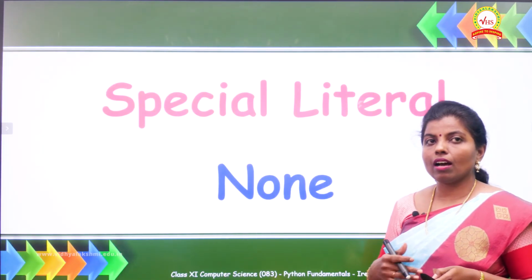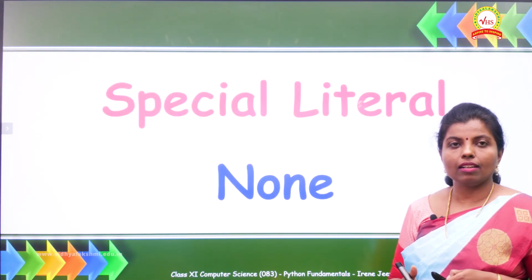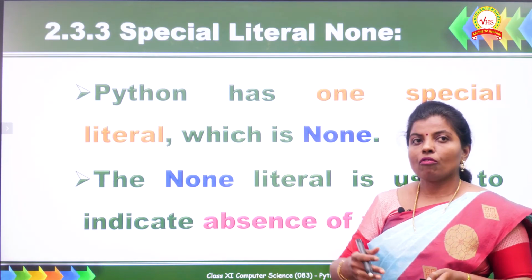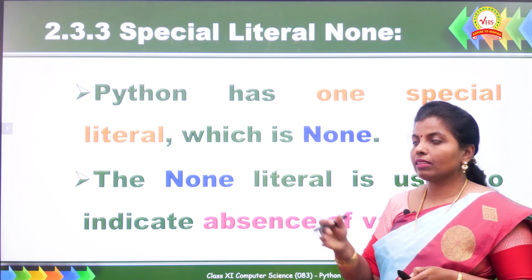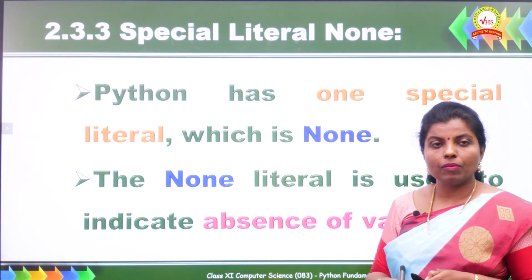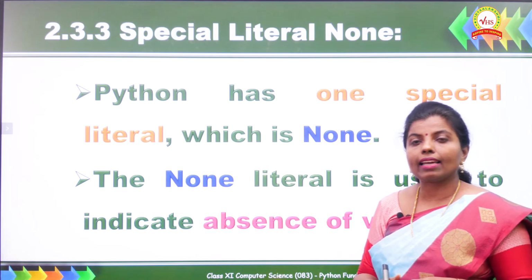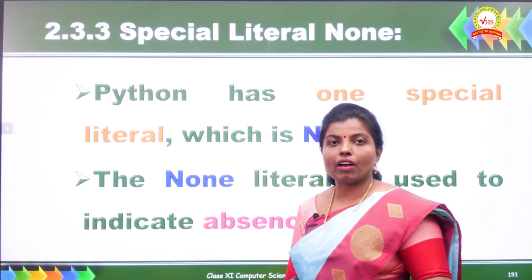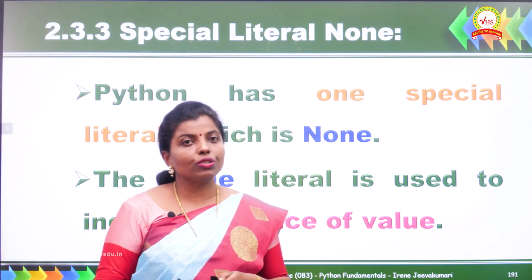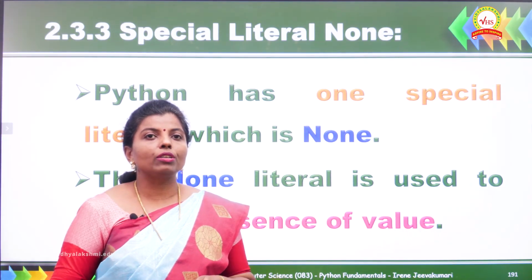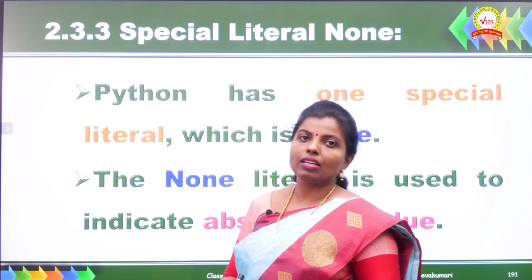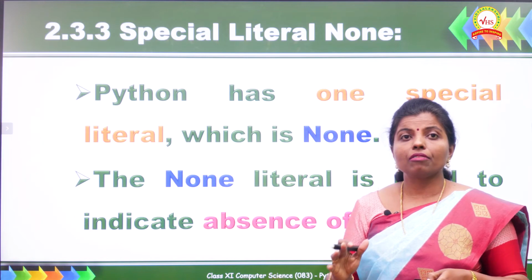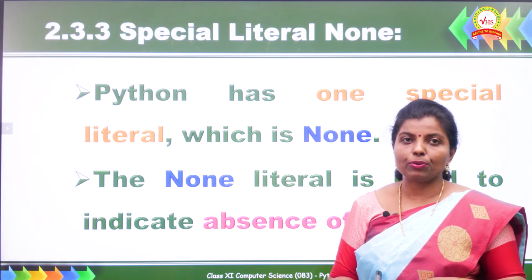And we have one more literal, a special literal, that is None. For what purpose we are using it, we will see. Python has one special literal which is None. The None literal is used to indicate the absence of value. When there is the absence of value, to indicate it, we use the value None. Actually, None is not equal to 0.